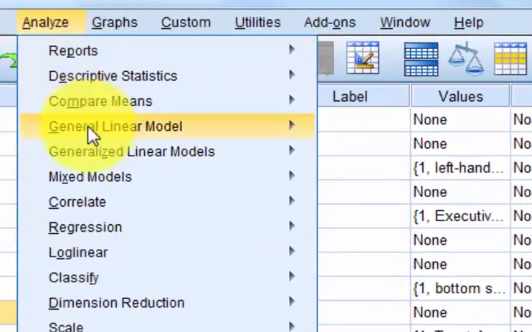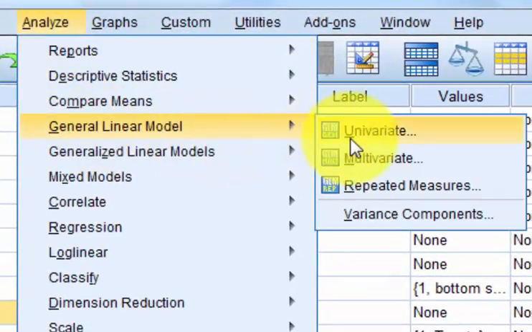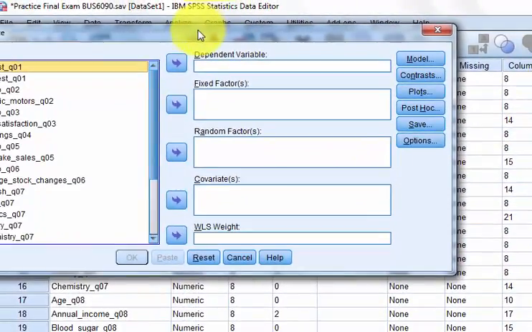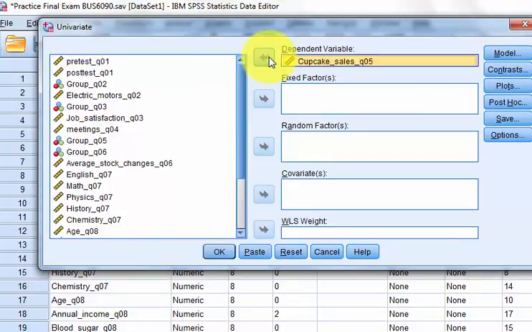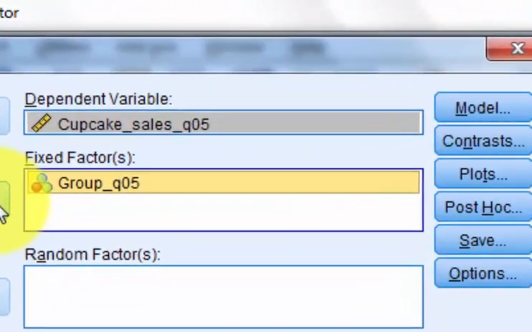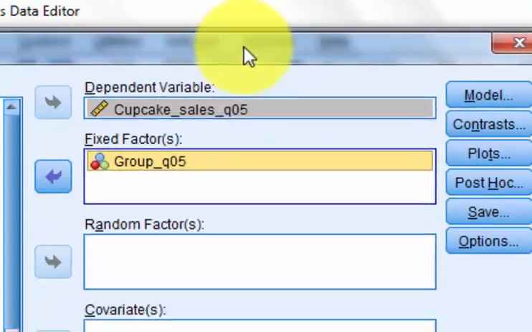Analyze. We're going to go to General Linear Model, Univariate. Univariate means 1 DV. The DV is cupcake sales. That's what we're trying to see if there's a difference in, right? So that goes into our DV box. And our grouping is the fixed factor. Fixed factor means IV, means grouping variable with the ANOVAs. Remember that at all times, okay?